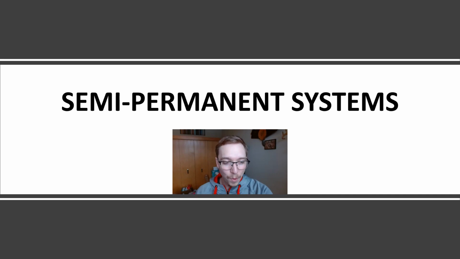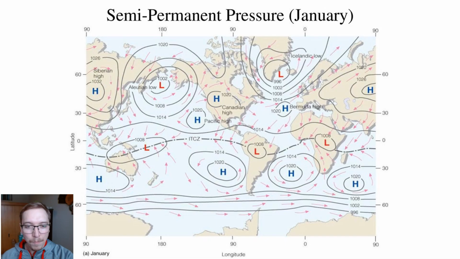So let's talk about a few of these semi-permanent systems here. We can see them here. We talked about them before: that Aleutian low, the Siberian high, the Canadian high, and the Pacific high, the Icelandic low, and the Bermuda high. We talked about these briefly at the start, the onset of the video here. So what we're looking at is these kind of semi-permanent systems, pardon me, in January.